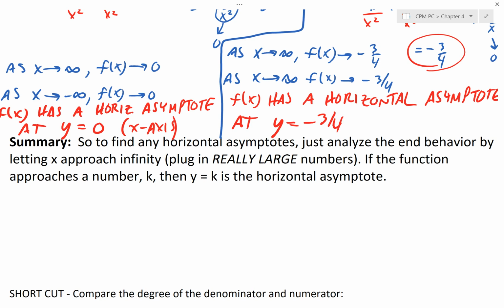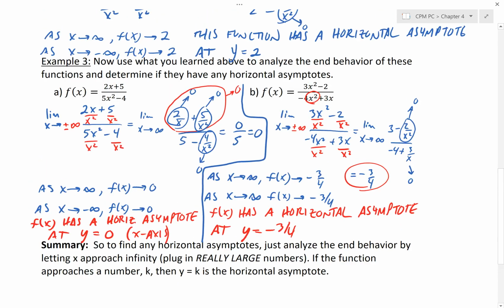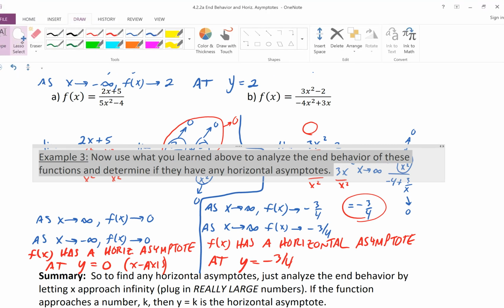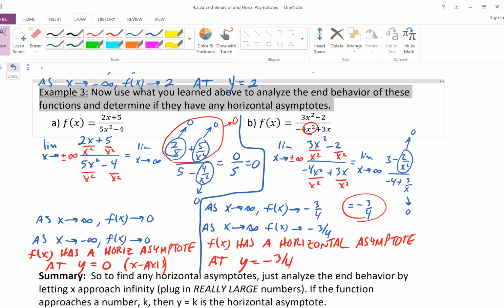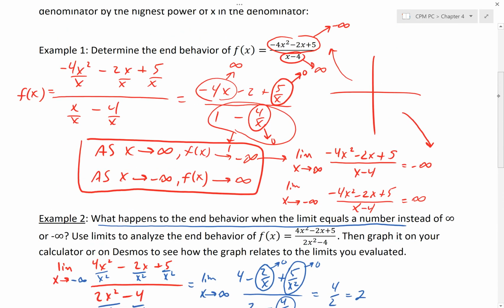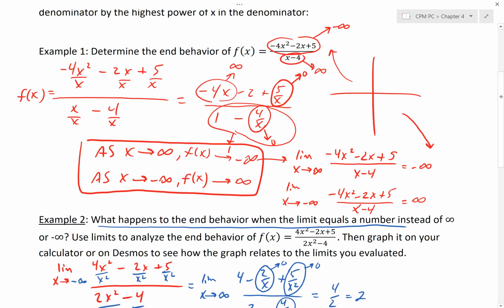Okay, so I also want to go back and look at these examples again and see if we can recognize a pattern with the degrees of the numerator and denominator. So look at our very first example today. The degree of the top was greater than the degree of the bottom. Okay, we had an x squared in the top and an x in the bottom. That gave us end behavior where there was no horizontal asymptote. So at the ends, it was going to approach infinity or negative infinity.